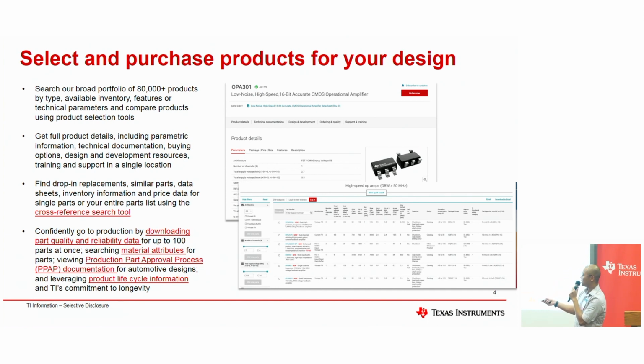And the beauty of this is that if you have a BOM list for all the devices, you can just upload it there. It doesn't matter even if you have some passive components that TI probably doesn't have. You can just upload everything, and then we will tell you what we have to offer. And some customers also want to know more about the quality, the material attributes, the PPAP, the product life cycle. There's also a page for this.